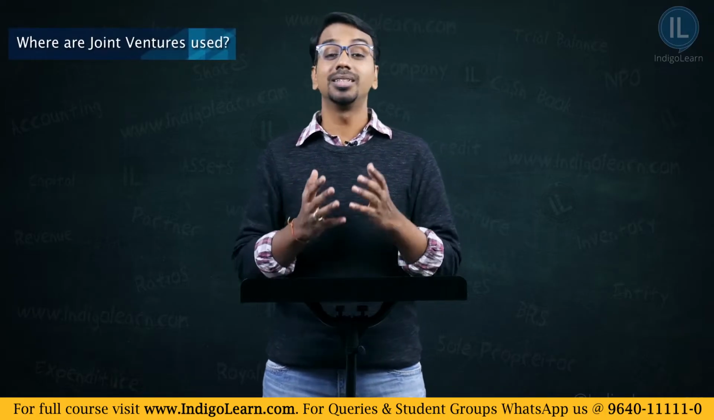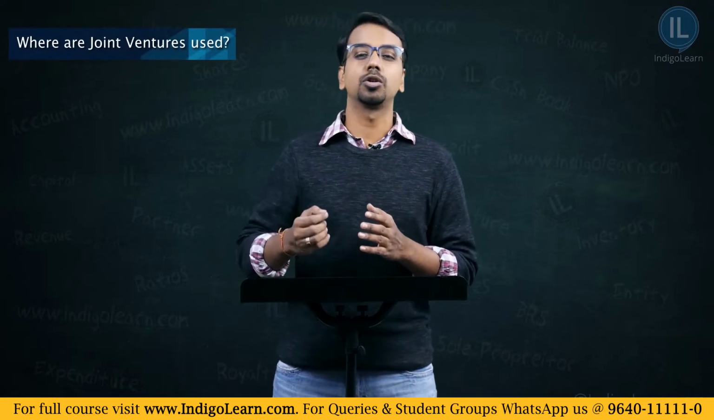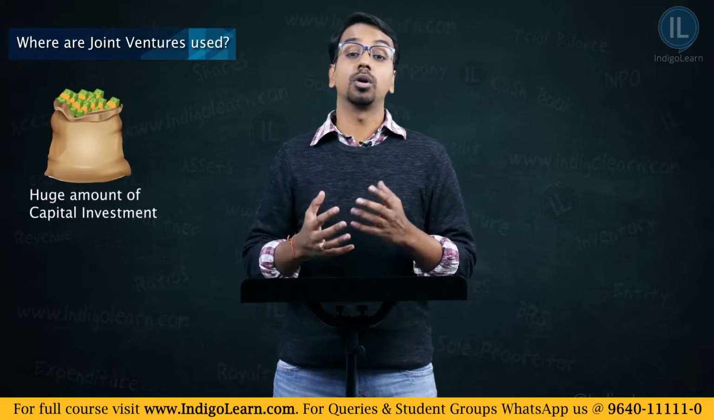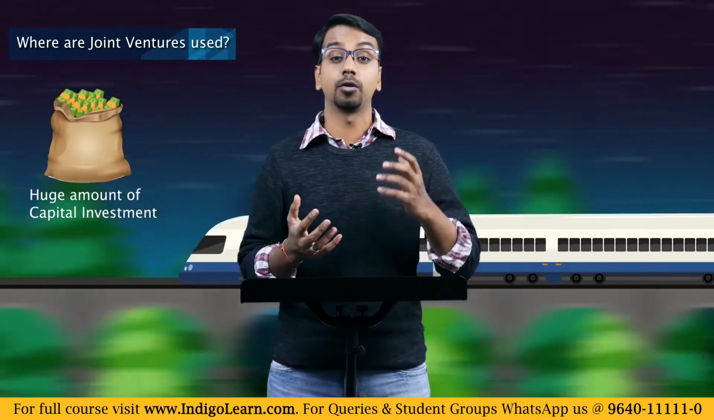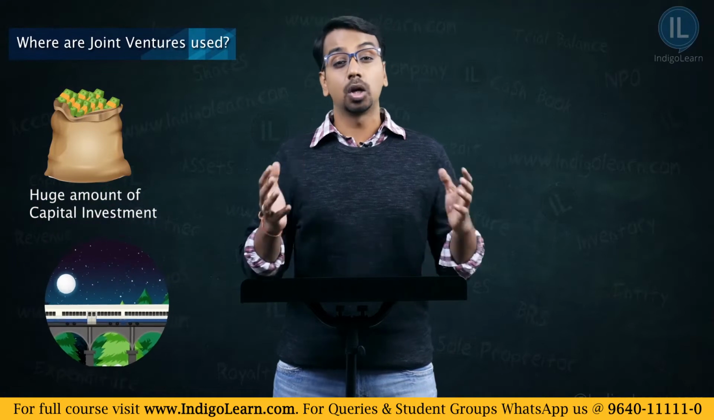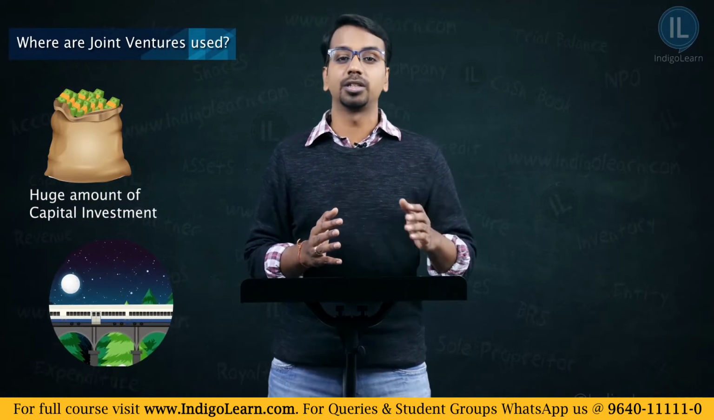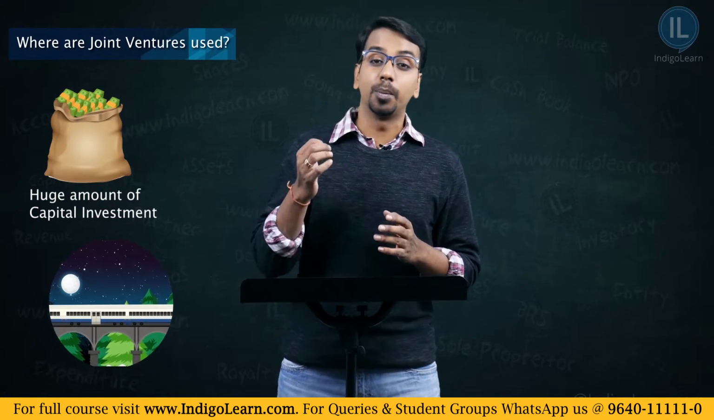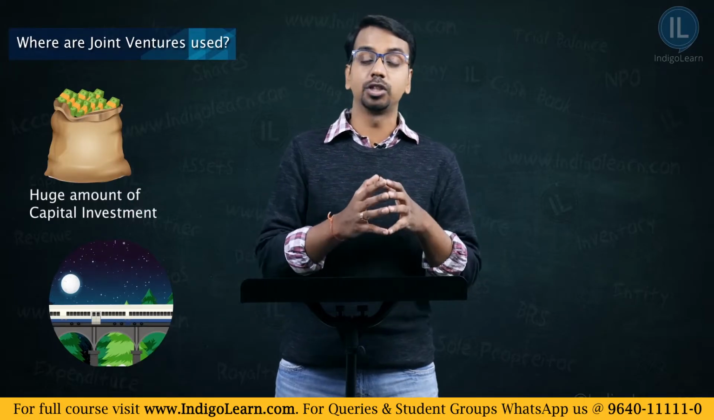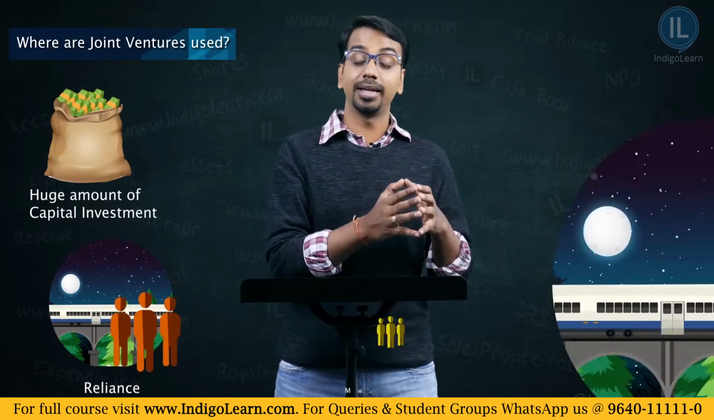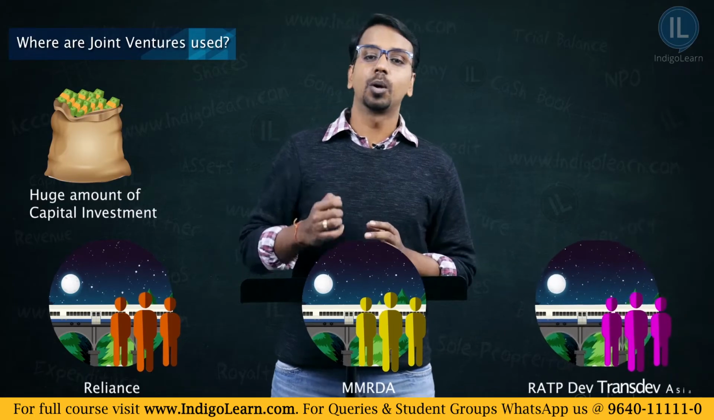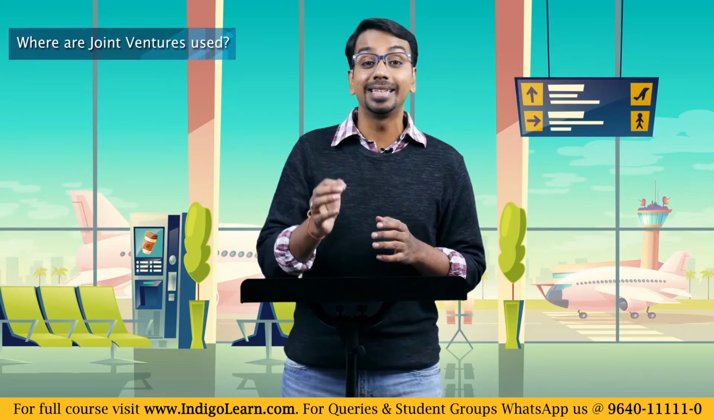Joint ventures are generally used where there is a huge amount of capital investment. If you look at construction of metro rail, or construction of highways, there are a lot of cases where joint ventures are used. For example, the metro rail in Mumbai is a joint venture between Reliance, MMRDA and one more company. If you look at Delhi International Airport, such a huge airport construction, operations and maintenance, it is a joint venture between GMR, Airport Authority of India and Fraport.